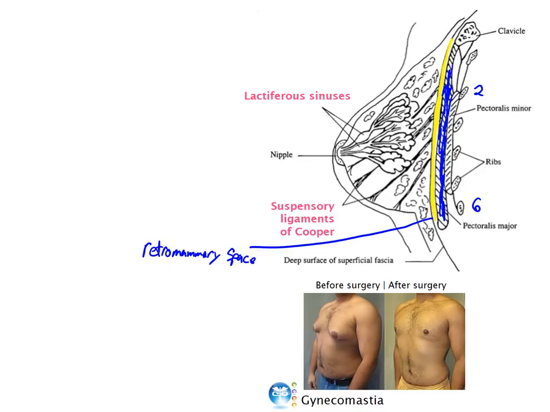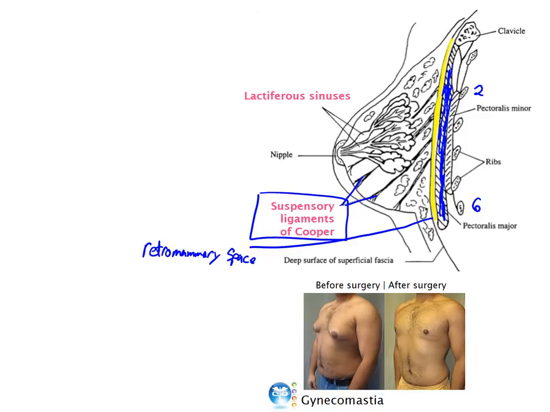Interwoven throughout the stroma and fat of the breast are the suspensory ligaments of Cooper that attach to the overlying skin. These are thin, fibrous bands of connective tissue that help to support the breast and contribute in part to its shape and position on the anterior thoracic wall. During the normal aging process, the suspensory ligaments tend to lose their integrity, resulting in sagging of the breast tissue.